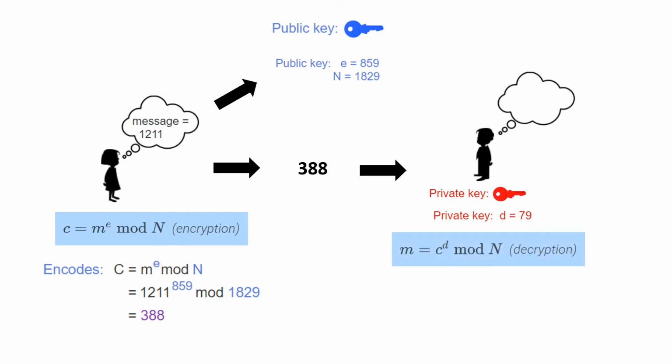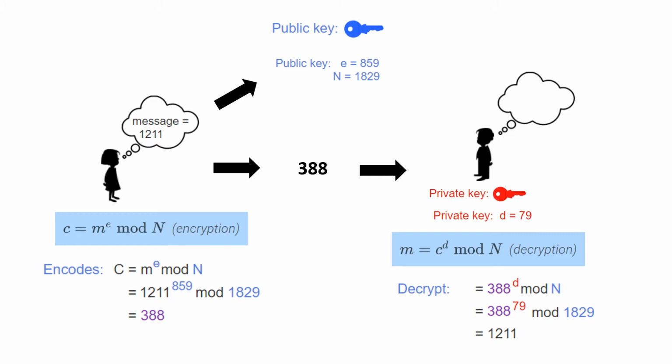She sends that on over to Bob, and Bob then uses this other one. He would take the 388 that he received to the power of D, which is 79, and only he knows that D is 79, mod 1829, and then he gets 1211.